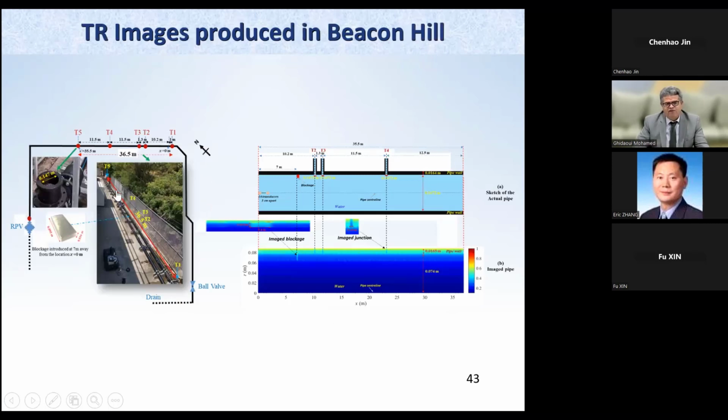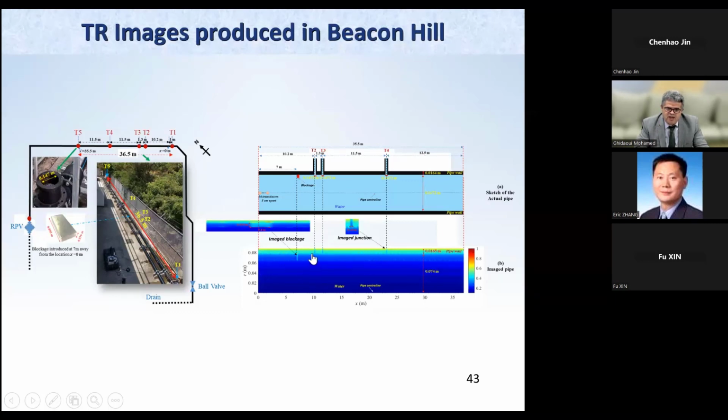Now, then we went to the field. This pipe system here is about 40 meters long, 36.5. We send waves from this location, and then we measure at the same location, again, high frequency waves. And what we were able to do, through this high frequency, is actually see the pipe wall. You can see the junction, a good image of the junction, a good image of the other two junctions.